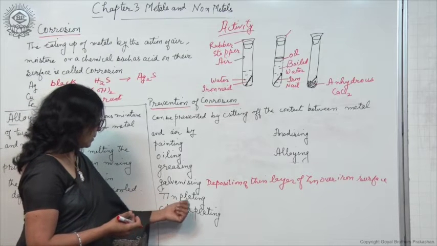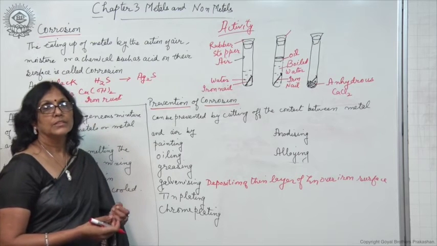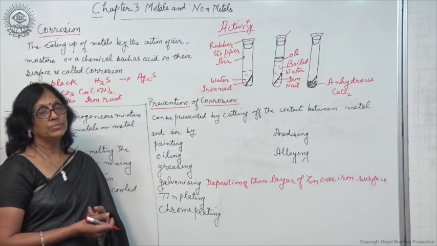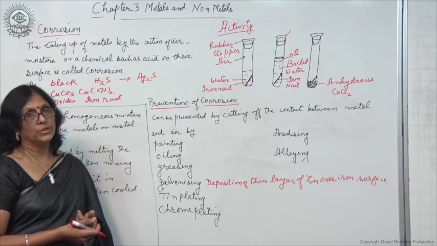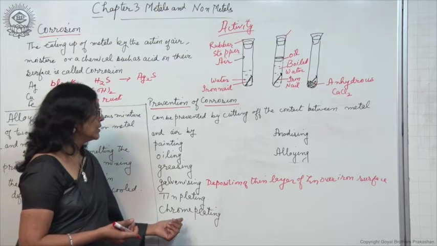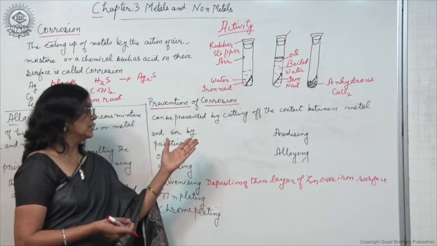Then tin plating, chrome plating, that is plating the iron objects with tin or chromium. By the process of electrolysis, the iron can be prevented from rusting. Another method which we have studied is anodizing.